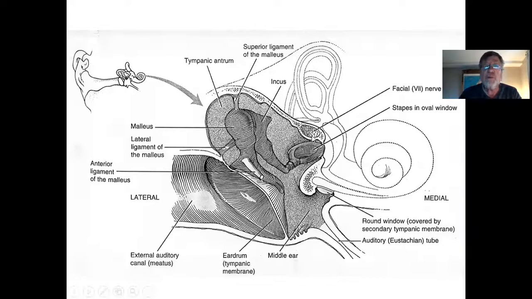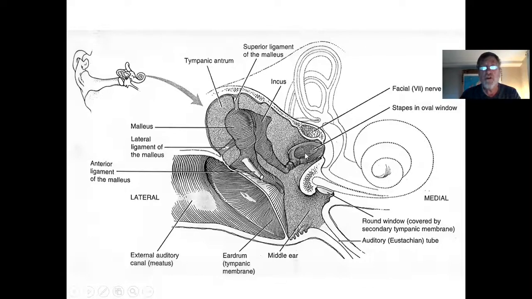The footplate of the stapes, how does it connect to the cochlea? It ends in what's called the oval window, because this is sort of shaped like an oval. And then you have something under here called the round window. Now, these are the communications from the middle ear to the inner ear.